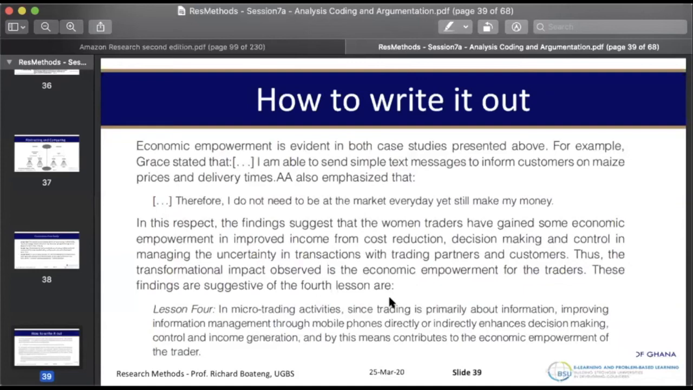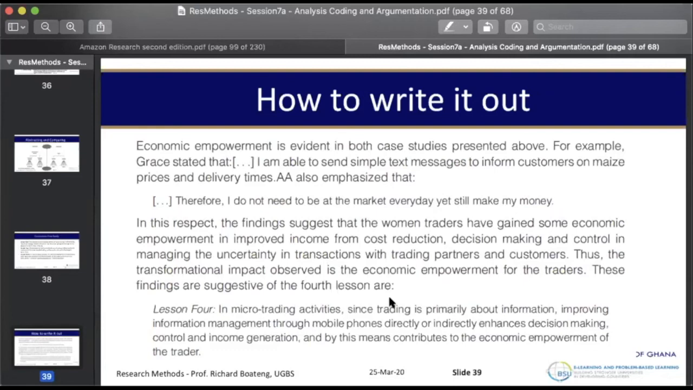So he can only say that because there is evidence in the two different quotations above, and those evidence talks about enhancing decision making, control, and income generation. And those ones also go back to leading to improving information management. Okay. So she says here that since trading is primarily about information, improving information management through mobile phones directly and indirectly enhances decision making and control and income generation. And by this means, contributes to economic empowerment.